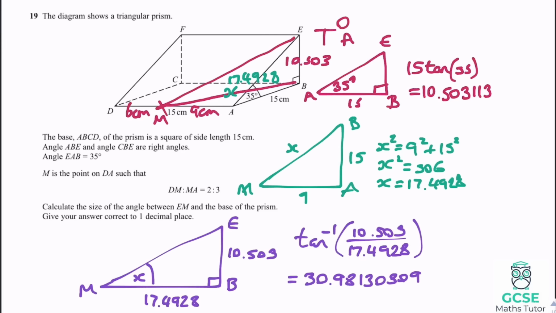We've been asked to round it to 1 decimal place. It's a bit of a weird one actually, because when you round this to 1 decimal place, if we chop it there, the 9 rounds up, so it becomes 31. But we need to give it to 1 decimal place, so it'd be 31.0 degrees, and that'll be our final answer there, 31.0 degrees.